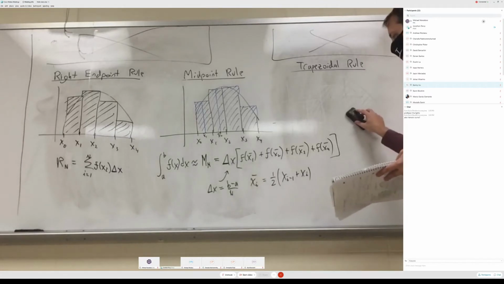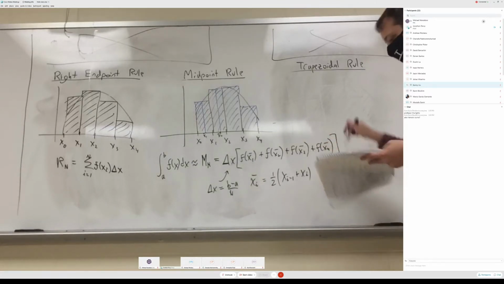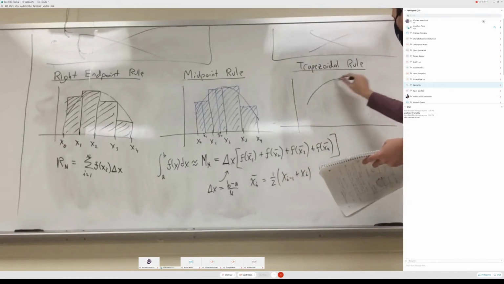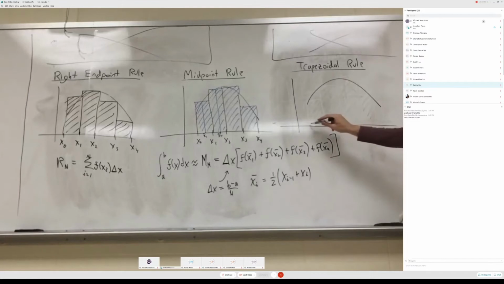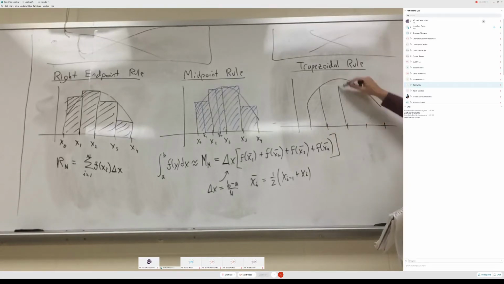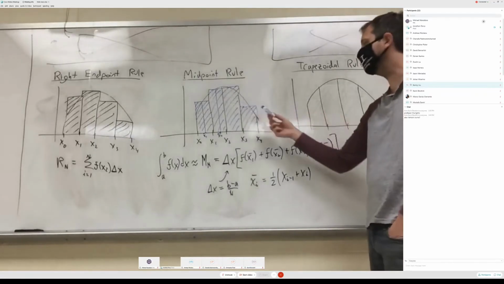The idea of the trapezoidal rule, I'm going to erase, I'll leave it a second. The idea of the trapezoidal rule is the following. Again, we have the same curve. We're going to divide this up into 4 intervals again. And instead of fitting a rectangle in each of these boxes, we're going to try and fit a trapezoid.